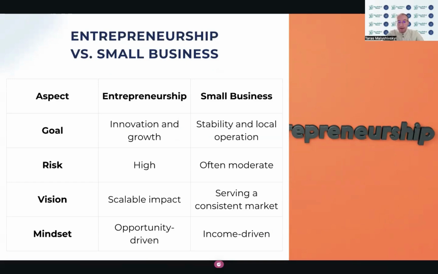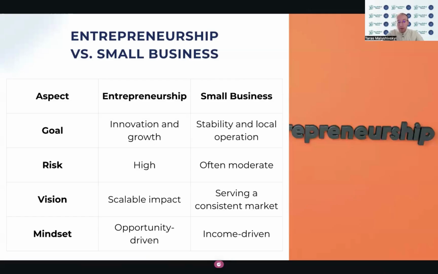Entrepreneurship is always about innovation and growth. It's about scalability, expanding beyond a local market to reach a much wider audience. Entrepreneurship carries high risk, but at the same time creates the potential for a significant and scalable impact. Entrepreneurs strive to change the world, their country, or at least the lives of many people by making something easier, faster, or better. Entrepreneurial thinking is therefore opportunity driven and growth oriented. It goes beyond short term profit and focuses on creating long term change.